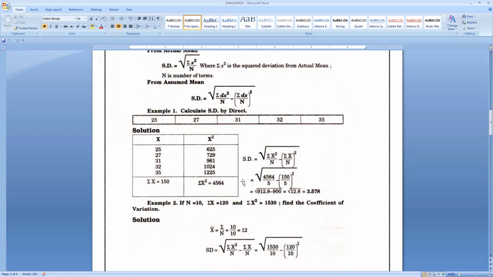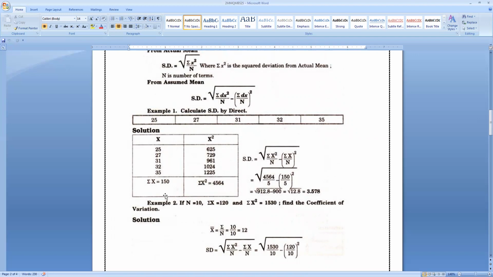Let us see the calculation of standard deviation by the direct method. In the case of an individual series, the values given are 25, 27, 31, 32, 35. If you are going to calculate directly, whatever values of the variable are given have to be squared. Then 25 becomes 625, 27 becomes 729, 31 becomes 961, 32 becomes 1024, and 35 squared is 1225.